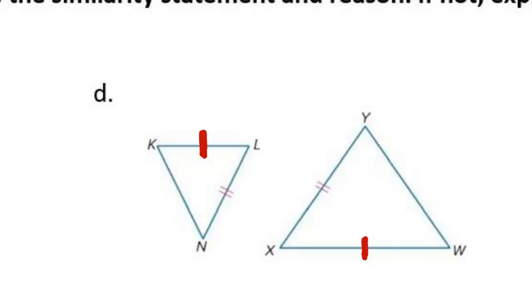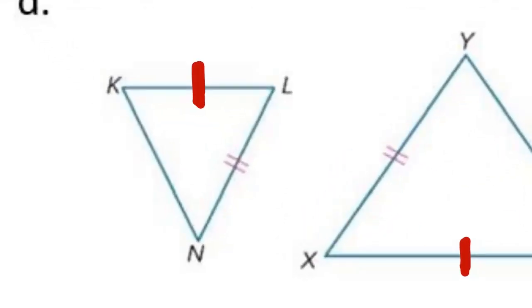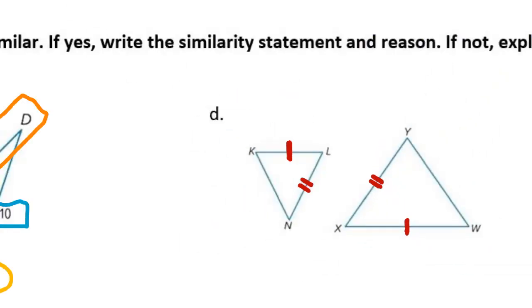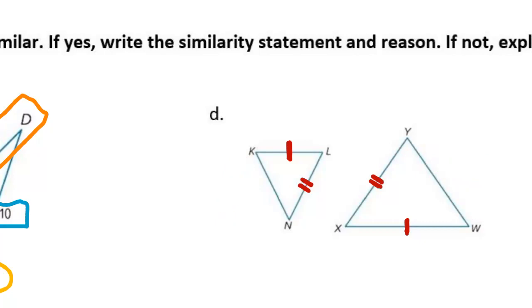KL and XW are the same size according to those congruence marks. I know the picture doesn't look like it, but that's what the congruence marks mean. Are there any other sides of these 2 triangles that are the same size? Yep, L and YX. Do we know anything at all about the third sides? No. Do we know anything about any of the angles?